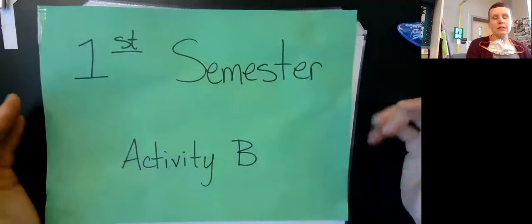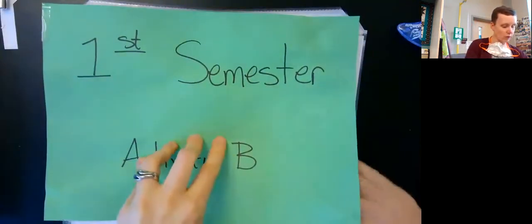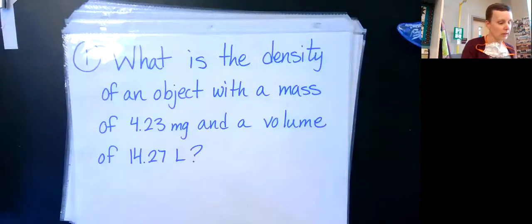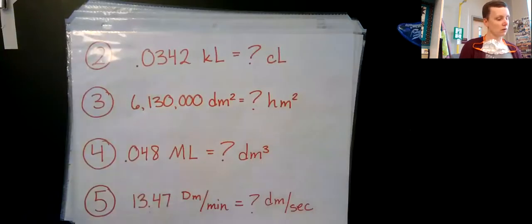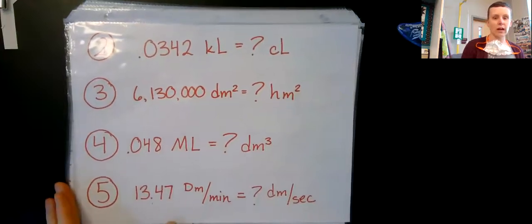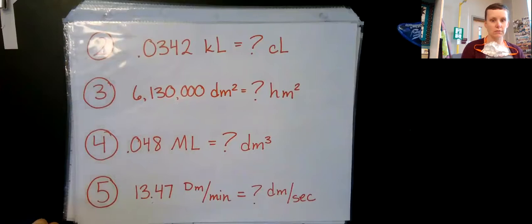Here's activity B. So this one's numbered differently. Instead of like 2, A, B, C, D, I think we go 2, 3, 4, 5. So it looks like there's more questions as far as numbers go, but it is exactly the same number of questions. And again, very representative of what will be on your final. So let's go through the questions for review activity B. So 1, what is the density of an object with a mass of 4.23 milligrams and a volume of 14.27 liters? Yep, there we go. 2, 3, 4, 5 are our simple, derived, bridge, rate conversions.